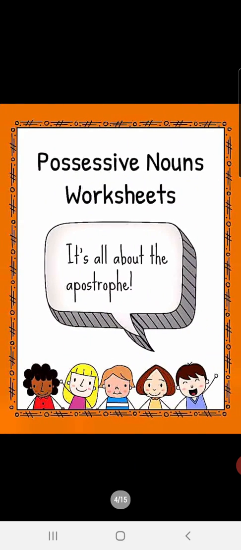Children, this is your English language class and we are going to study about possessive nouns today. Children, we all did nouns before. Nouns mean the name of a person, place, animal or thing, right children? And we did 5 kinds of nouns.